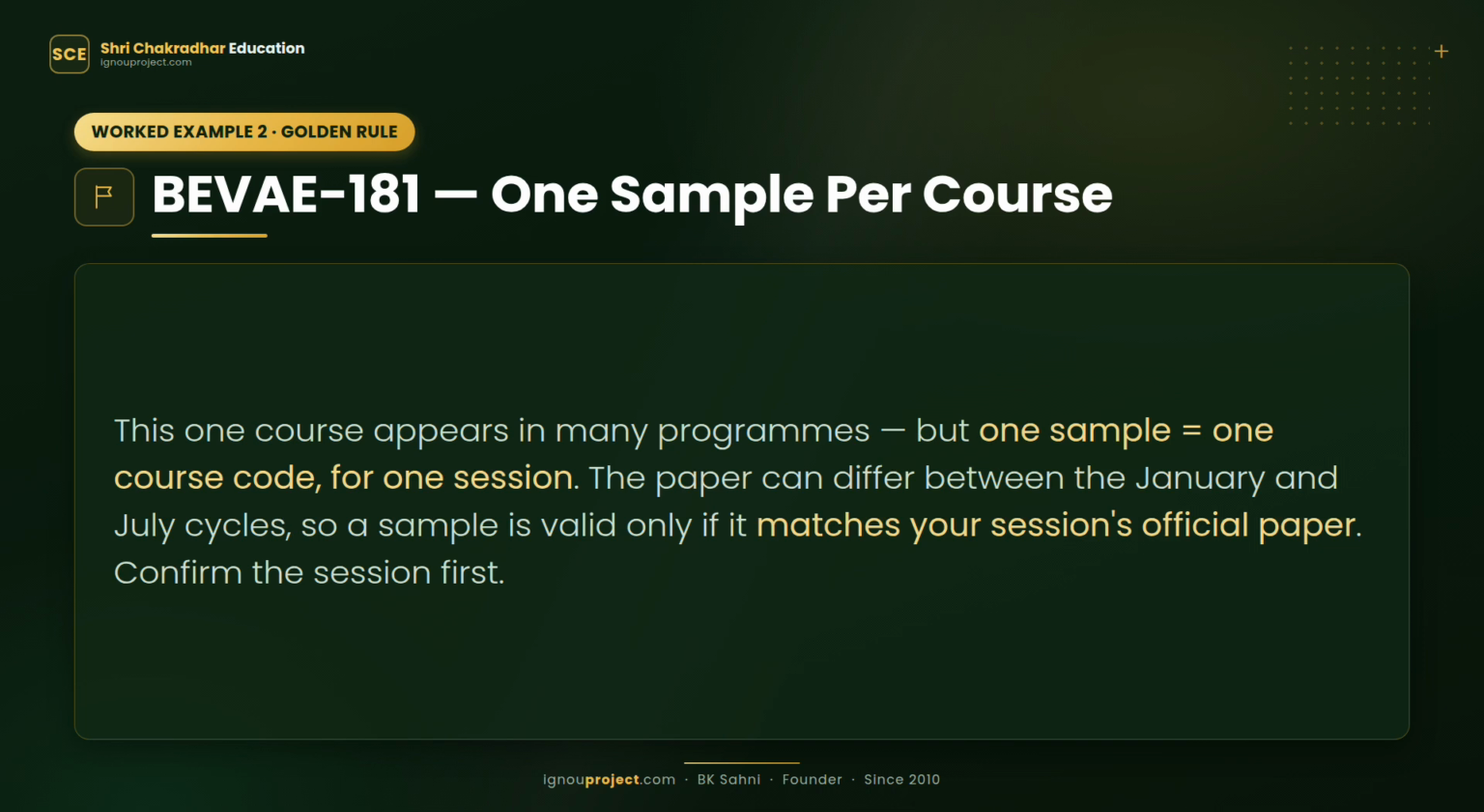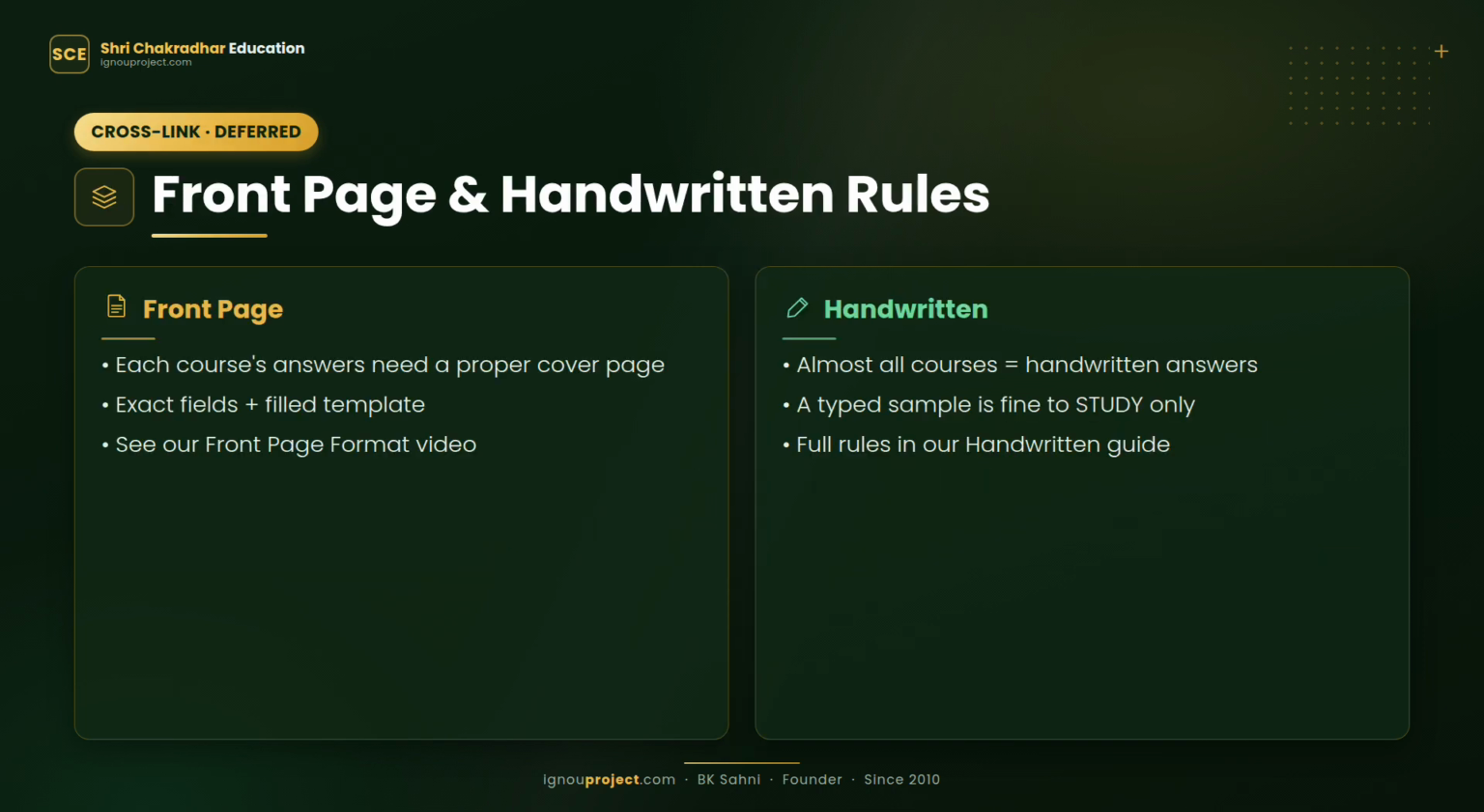Even if the course looks the same, the question paper can change between the January and July cycles, and a sample is only valid if it matches your session's official paper. So always confirm the session printed on the paper first, then use a matching sample for reference. 2 more quick points before the most important part.